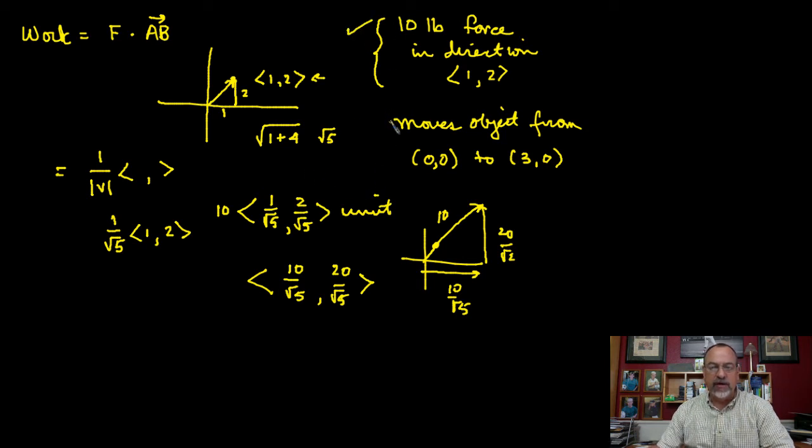Now I need to multiply that by the vector that represents how far the object's moved. Well, this is simply head minus tail. It moves from 0, 0, that would be the tail, to the point 3, 0, that would be the head. So doing the head minus tail rule, I get a direction vector of 3 minus 0, which is 3, and then 0 minus 0 is 0. So I have my force vector here, and this is my AB vector, so to speak, and so the amount of work that's done is simply a dot product of these two vectors.